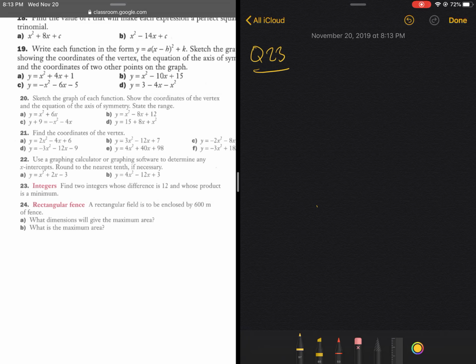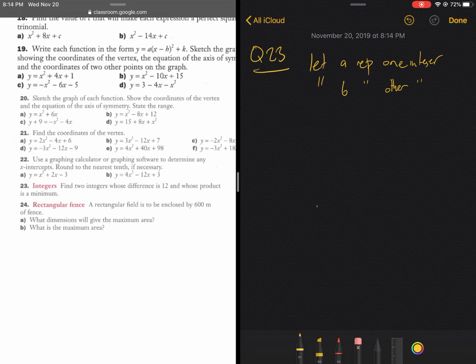Question 23 review. Integers. Find two integers whose difference is 12 and whose product is a minimum. So how do we do that? Let A represent one integer. Let B represent the other integer.